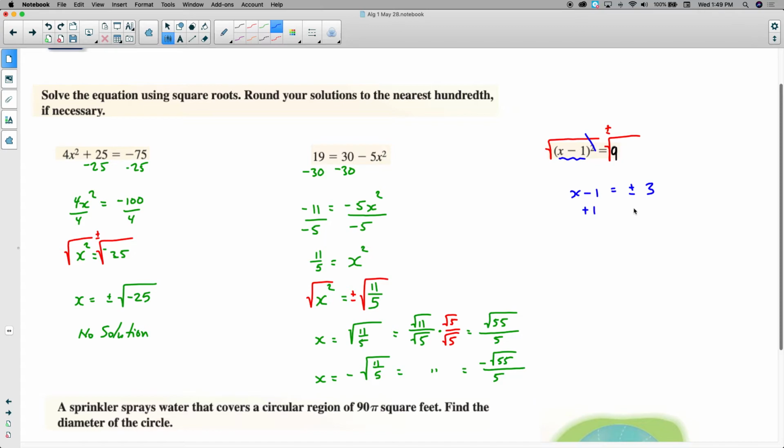Isolating x, I need to add 1 to each side. And then this starts to look really awkward. I'm going to write the 1 first. That's the positive 1. And then there's a plus 3 and a minus 3 version. Well, let's go get those. 1 plus 3 is 4. And 1 minus 3 is negative 2.